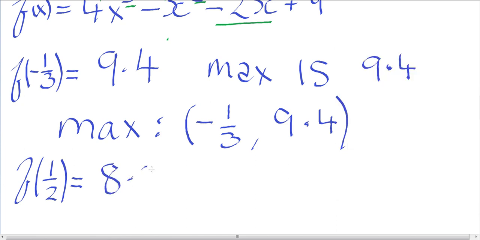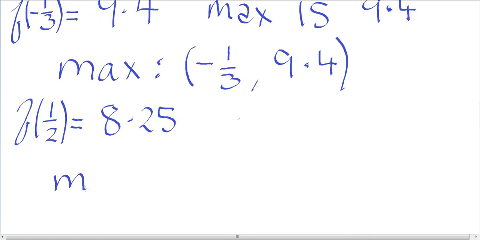So I'm nearly finished now, because I can write the minimum coordinate is minimum, the x coordinate is a half, and the y value is 8.25.